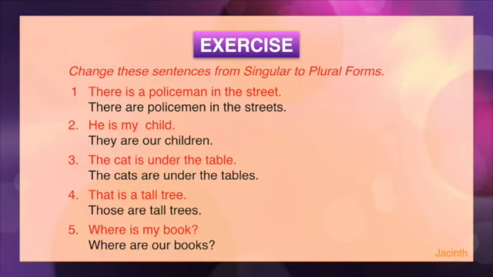Number 2. He is my child. The sentence in the plural form is they are our children. He has changed to they, is to are, my to our, child to children. Number 3. The cat is under the table. The plural of this sentence is the cats are under the tables. The cat has changed to the cats, is to are, the table into the tables.